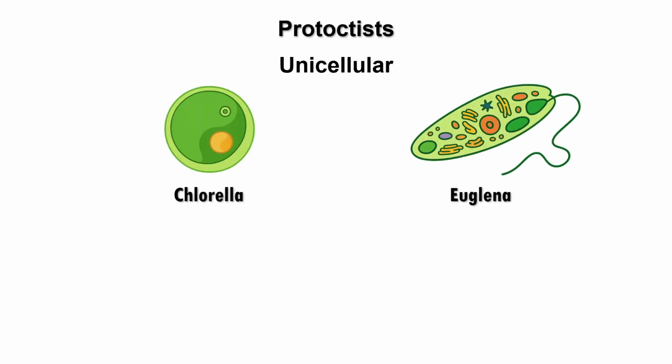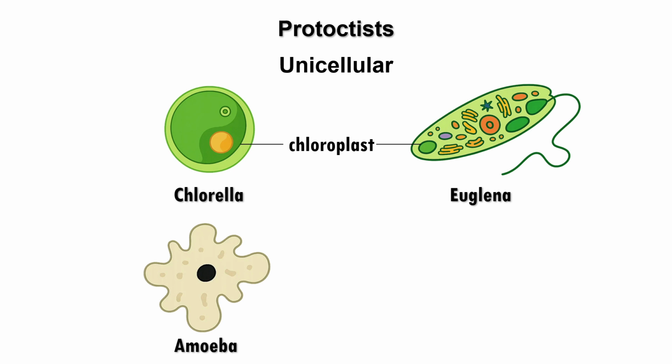Most protoctists are unicellular, which means they consist of just one single cell. But even though they're tiny, there's a huge variety among them. Some protoctists, like chlorella or euglena, are similar to plant cells. They contain chloroplasts, which allow them to carry out photosynthesis. They can make their own food using sunlight. Others, like amoeba, are more like animal cells. They can't photosynthesize, so they have to consume other organisms to get their energy, just like animals do.